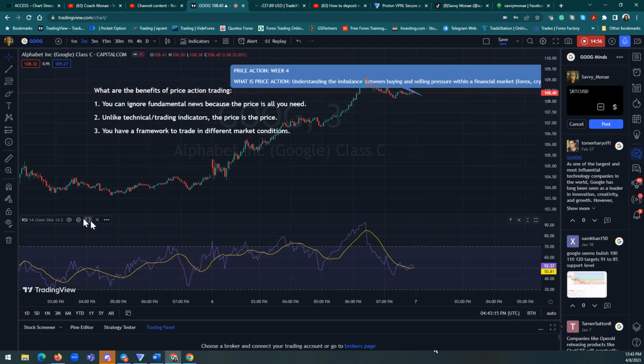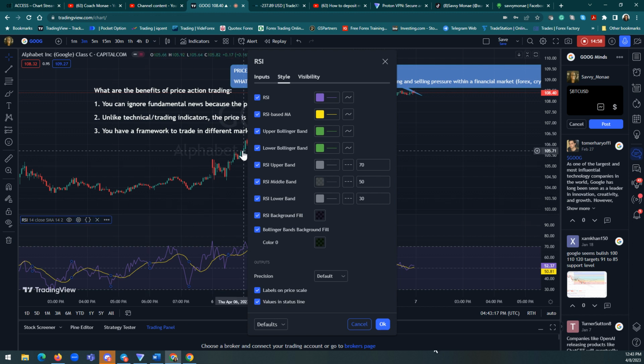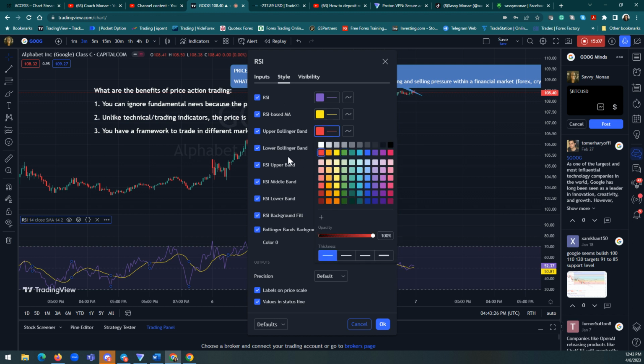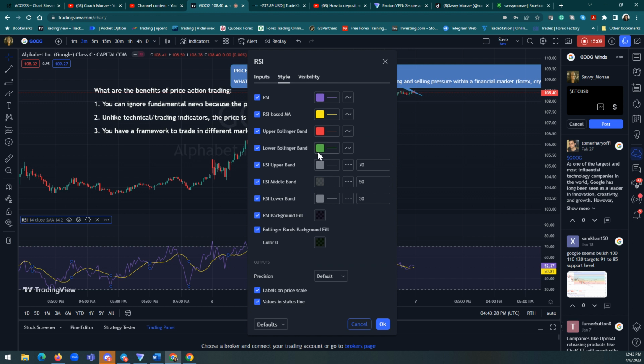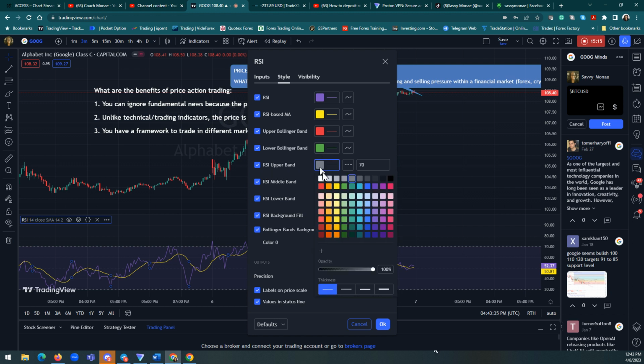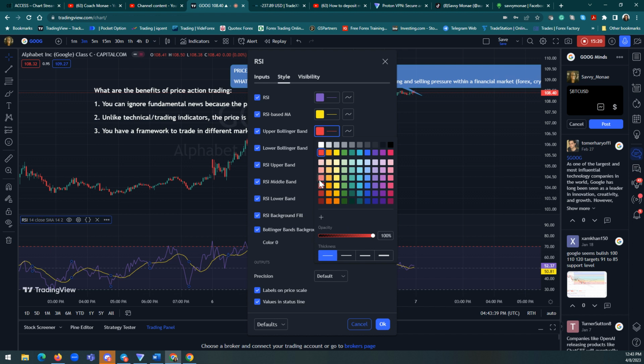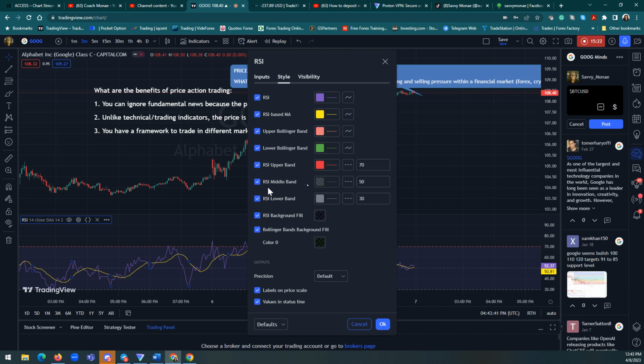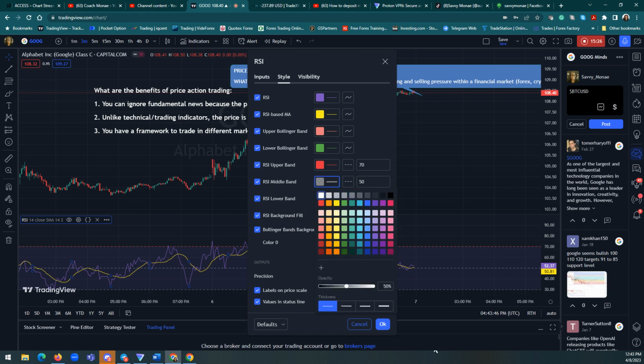Now we have it set up. So let me set it up in a way that we can understand. My RSI is red, my moving average is yellow, right? My upper Bollinger Bands, I'm going to make red because I know that's when I want to get into a sell. My lower Bollinger Bands, I'm going to leave green. Now my RSI upper bands, I'm going to make a darker red, and I'm going to make this a lighter red so we can see. And then my middle band, I'm going to make white because it's neutral.